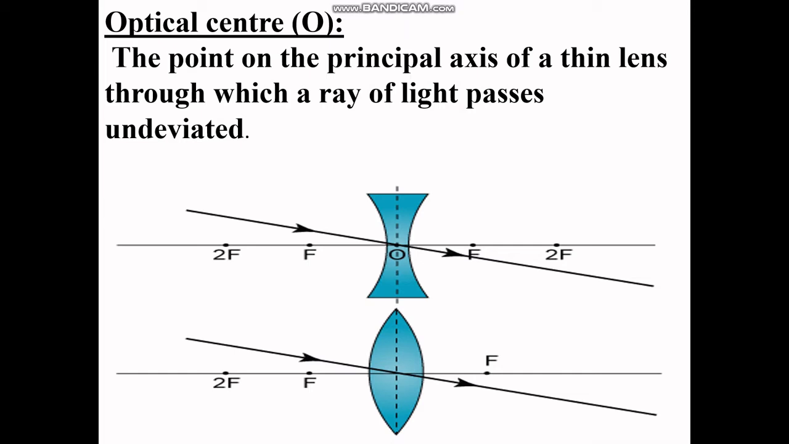Now, the optical center is also a point. It can be defined as a point through which the light passes undeviated, right? So, for an optical center, you can not only say it is the middle of the lens, you can also say that it is a point on the principal axis of a thin lens through which a light ray passes undeviated.